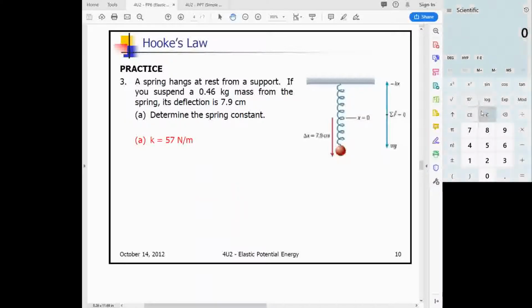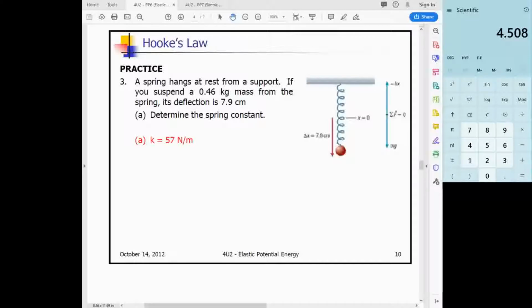Another situation: we have a mass hanging on a spring, stretching that spring 7.9 centimeters, and we're asked to determine the spring constant. But we don't know the force directly. The force is Fg, so we have to actually calculate it. So Fg is 0.46 times 9.8. So this is our Fg, which equals our Fs, which equals k delta x.